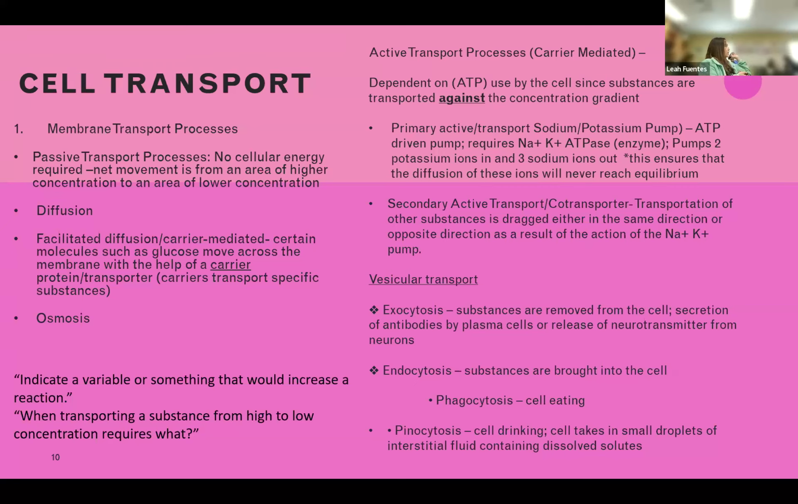This is the net movement of substances down the concentration gradient. In diffusion, the membrane must be permeable to the substance, so it has to allow that substance in. Then we have another type of diffusion, which is facilitated diffusion, or carrier mediated. It's exactly what it sounds like. It uses a carrier to move across the membrane, with a little bit of help from a carrier protein or a transporter. So the big thing to know between the two is that facilitated diffusion has some help.